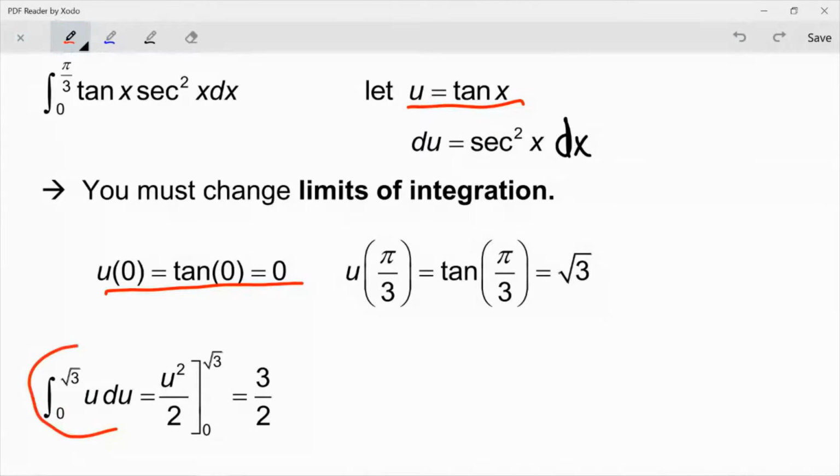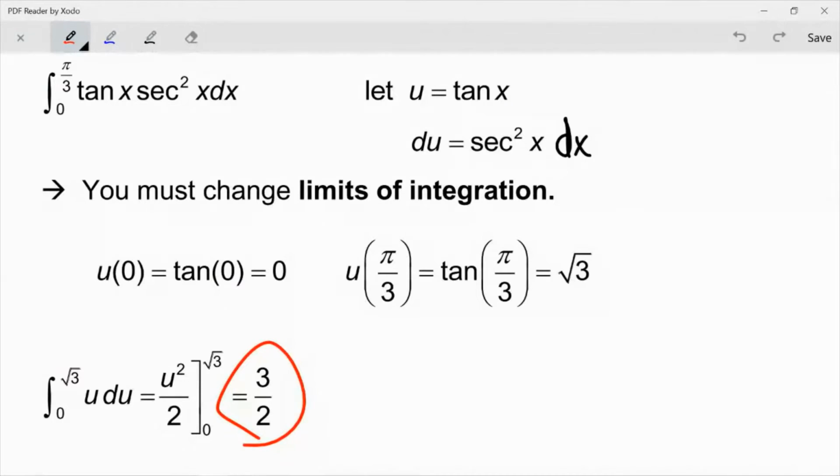So this integral that I have right here is numerically equivalent to the one that I started with. So the nice thing about that is they're both going to give me the exact same value. So I don't even need to worry about anything with the x's anymore because I'm going to get the same end result from the integral in terms of u as I would have if I had done the integral in terms of x. So in the end here, you can see it's simple power rule, upper limit minus lower limit, we end up with 3 over 2.